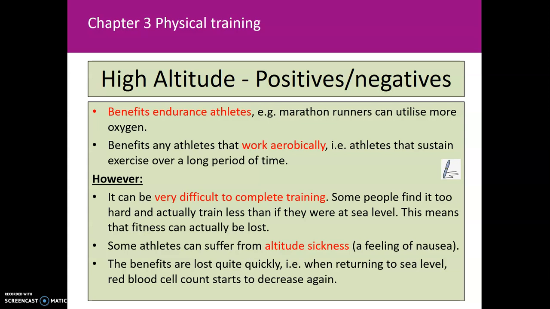We might need to travel there to a specific country, for example, and the benefits can be lost quite quickly. So when we return to sea level, the red blood cell count starts to decrease again. So these are some of the negatives as well.